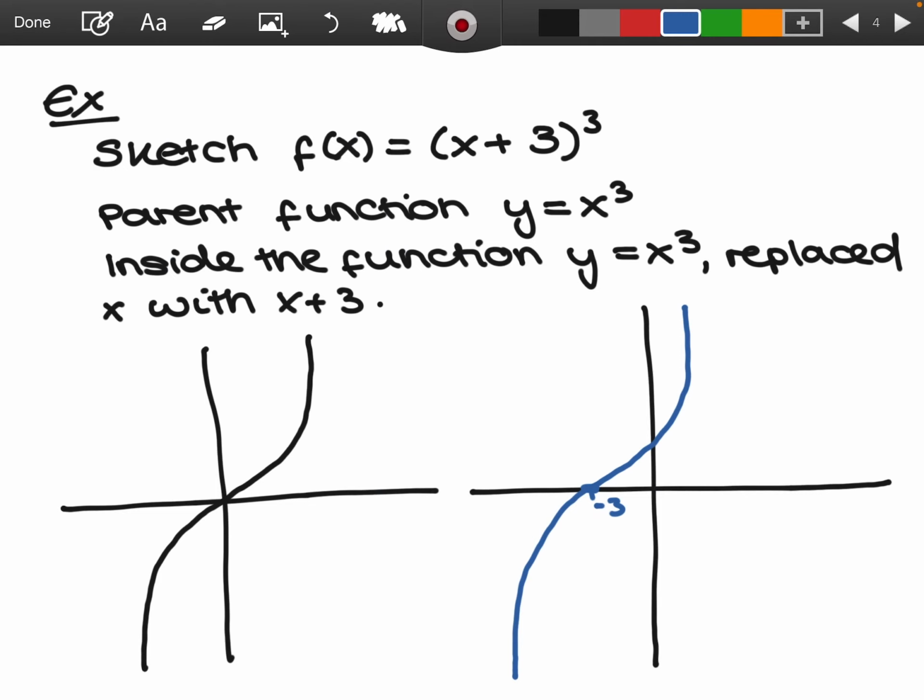So when x is 0, if I plugged x is 0 into this function, my y value would be 3 cubed. 3 cubed is 27, so it actually goes through 27 on my y-axis. This isn't a very accurate sketch, but it gives you an idea of what's happened here. All we have done is take the original parent function, that basic function of y is equal to x cubed, and we have moved it to the left by 3 units.